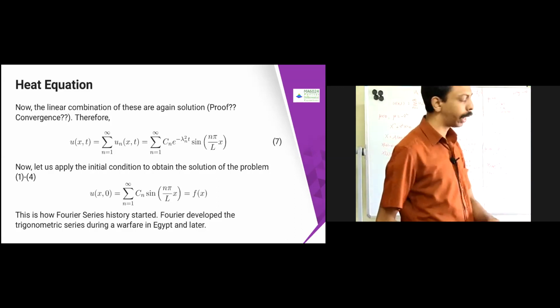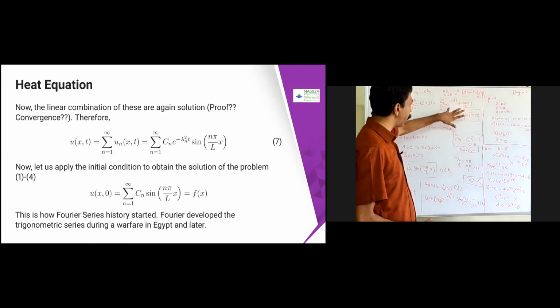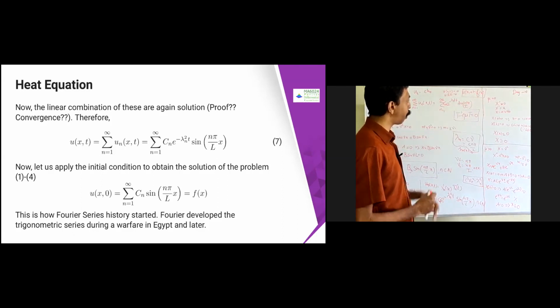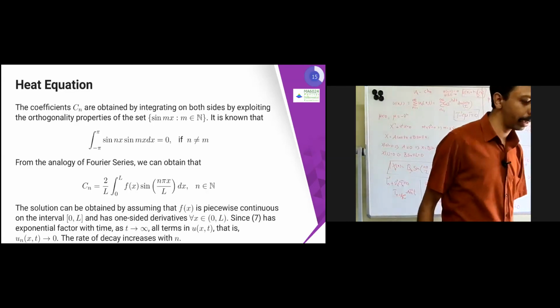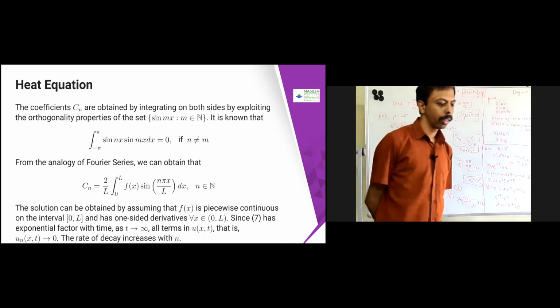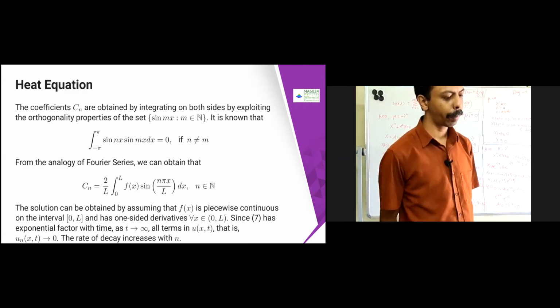From that point, he developed a trigonometric series. This is a kind of trigonometric series, a combination of e power minus lambda square and sin n pi x by L. So it's a kind of trigonometric series. Now let's see how this can be extended. So this is the idea. If you take sin mx, which has the orthogonality property, you can explain that.